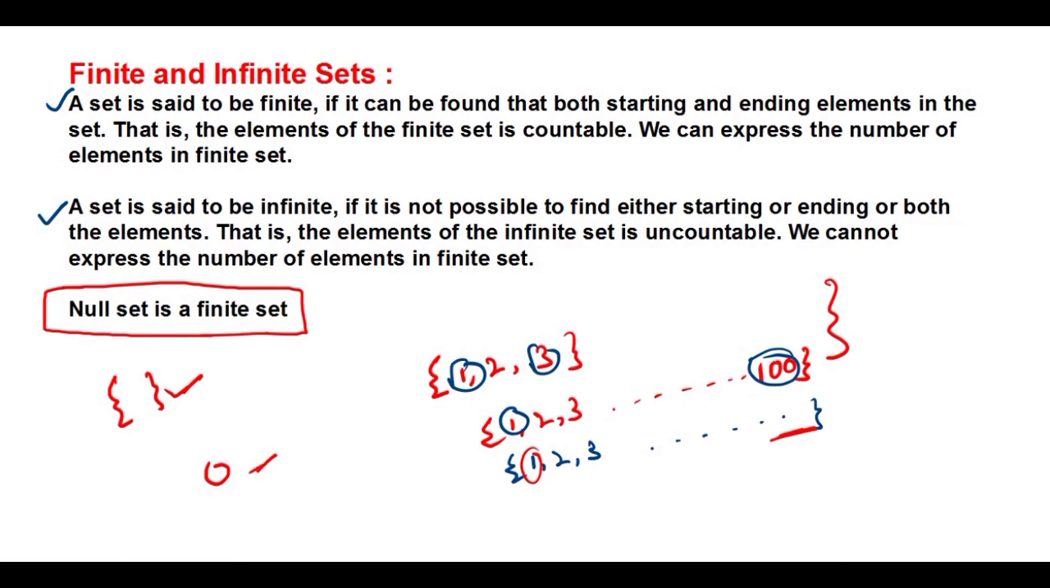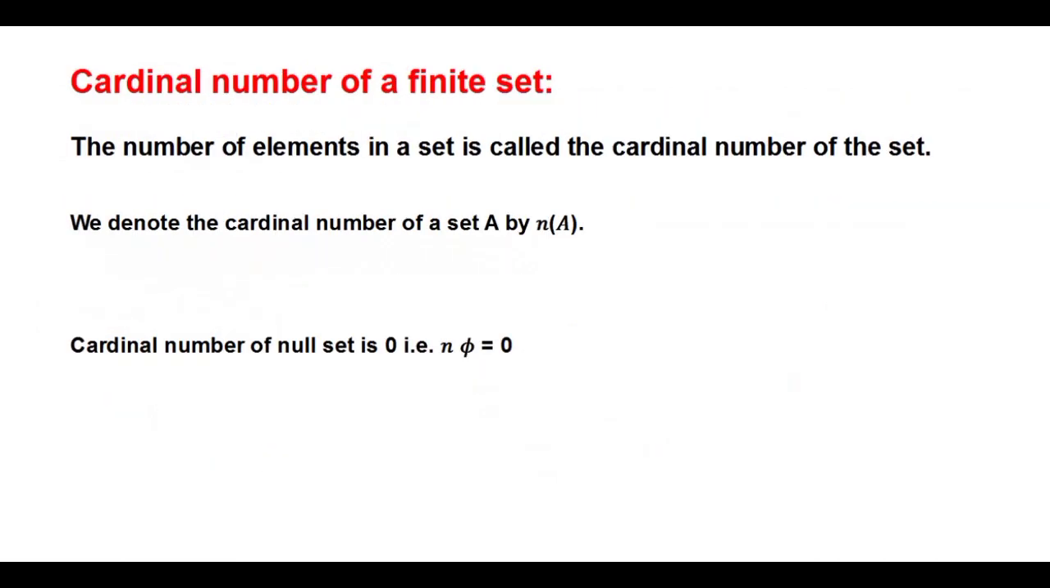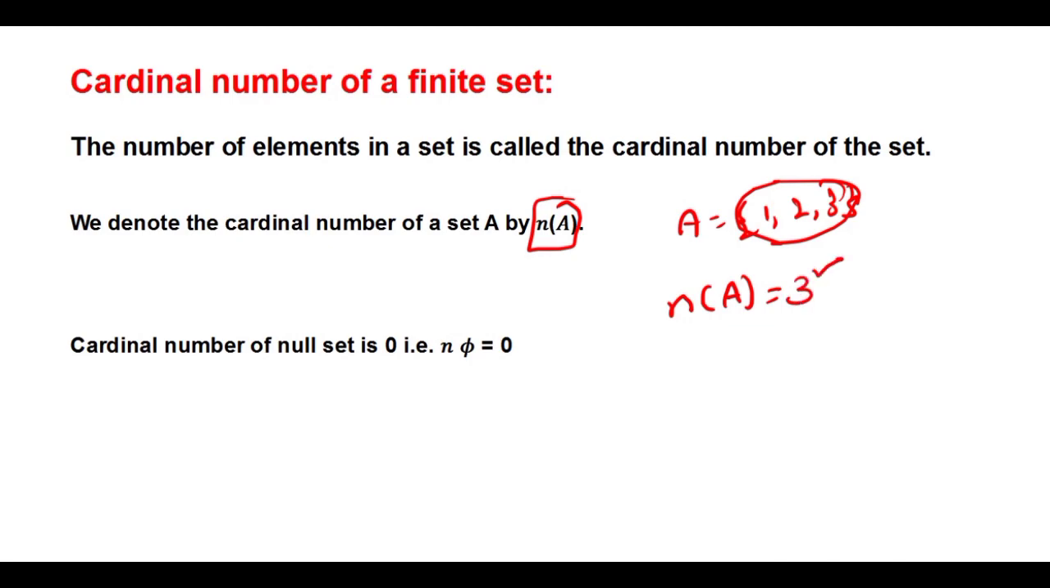Okay, cardinal number of a finite set. Cardinal number of a finite set means nothing new, we have already discussed this topic: the number of elements present in that set. For example, A equal to {1, 2, 3}. Cardinal number we write like this, n(A). n(A) means the number of elements in that set. How many elements are there? 3 elements. This 3 is called the cardinal number. The number of elements in the set is called the cardinal number of the set. We denote the cardinal number of a set by n(A).